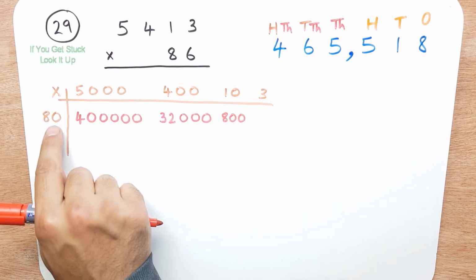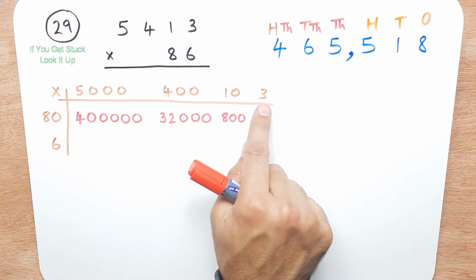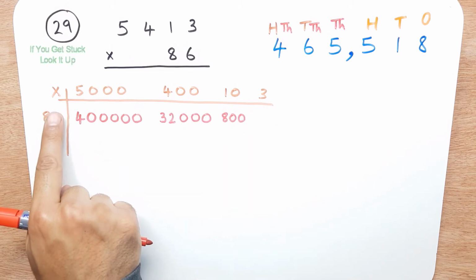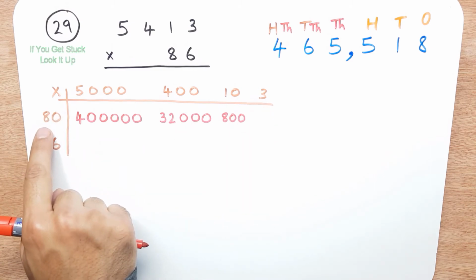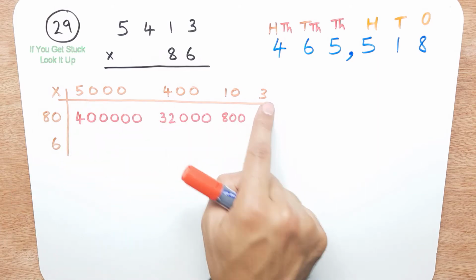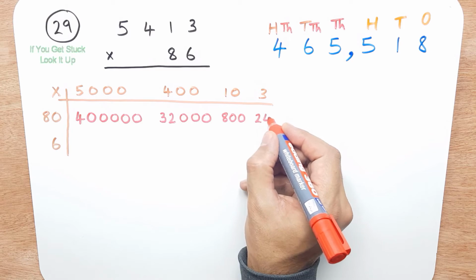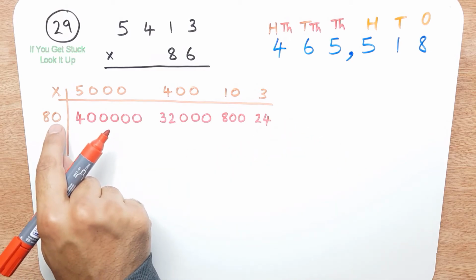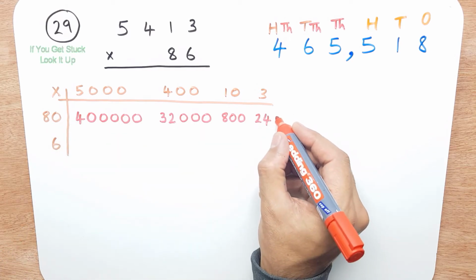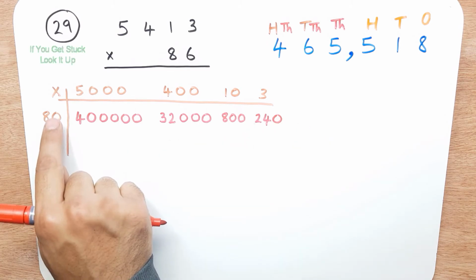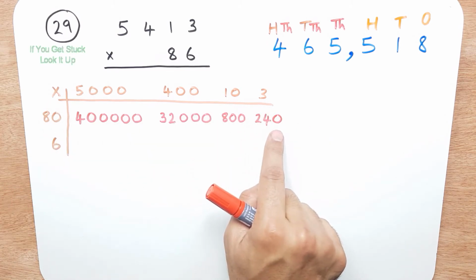And finally, I have 80 times 3. As before, I'm going to hide this 0. 8 times 3 is 24. And I simply bring this 0 back. So 80 times 3 is 240.